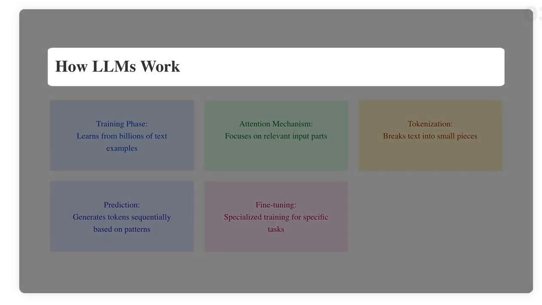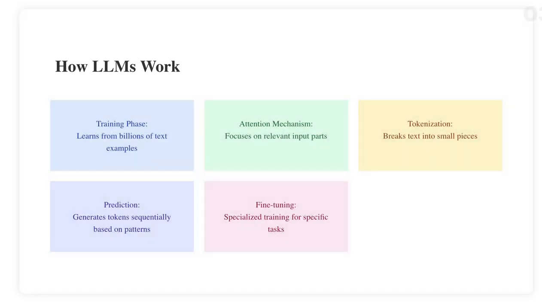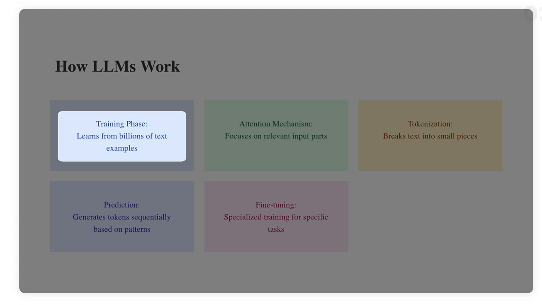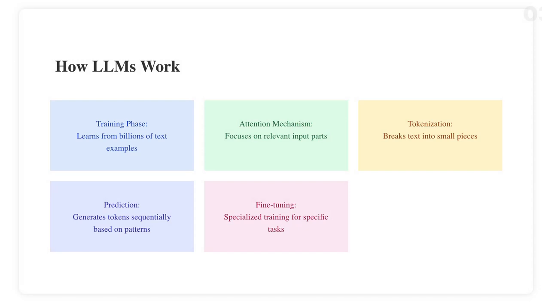Now that we've seen examples of LLMs in action, let's dive into how they actually work. Understanding these mechanisms will help you appreciate the technology behind tools like ChatGPT and Claude. First, during the training phase, the model learns patterns from billions of text examples. Think of it like reading an entire library to understand language patterns, grammar, and how words relate to each other.